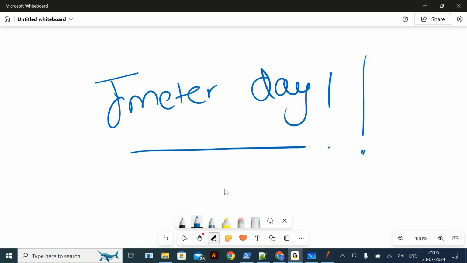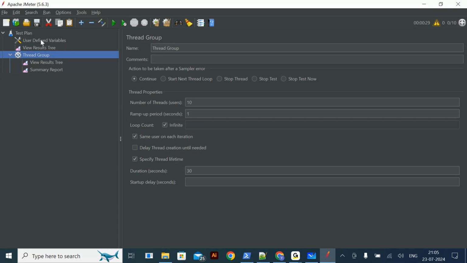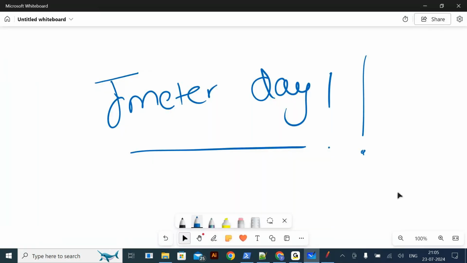So let's quickly jump into that. I hope my screen is visible to all, right? Yes. Okay. So before I deep dive into JMeter, let's come back to performance testing a bit.